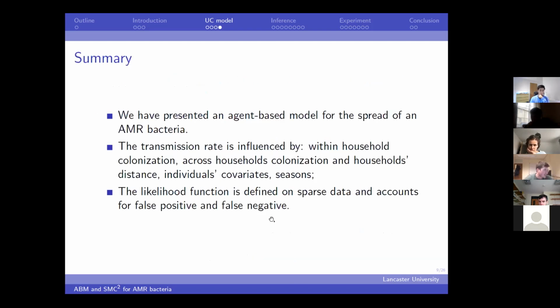So just to summarize this section, we have presented an agent-based model for the spread of antimicrobial resistant bacteria, where we consider a transmission rate that changes across the individual. That's why it's agent-based. And in this transmission rate, we consider multiple pieces of information, like a within household effect and a cross household effect. And of course, this cross household effect depends also on the household distance, the individual covariates, and some kind of seasonality. And then we have presented also a likelihood function, which is defined on our sparse data and also takes into account false positive and false negative.